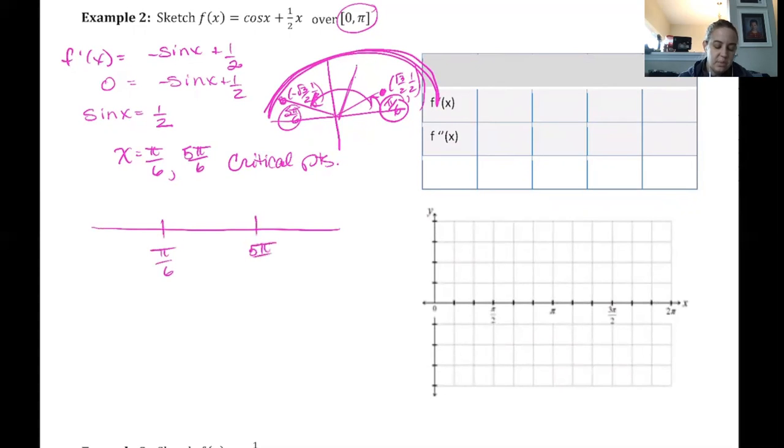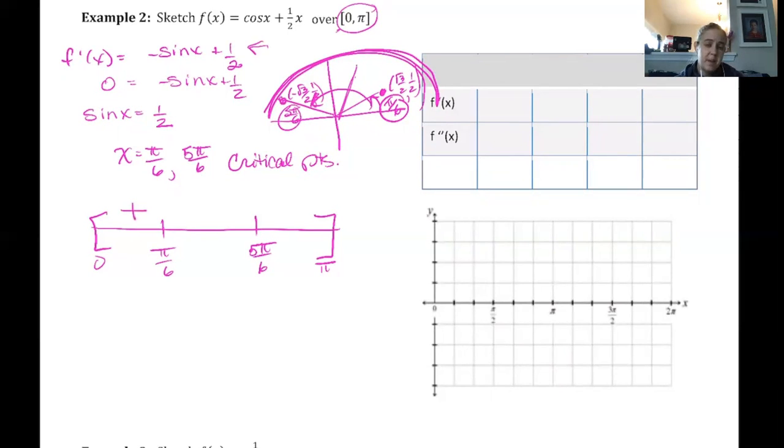Now, these don't go to positive and negative infinity. Keep in mind, we're only dealing with 0 to pi. So if I choose a number that's less than pi over 6, it doesn't have to be greater than 0. You can actually include 0. Those brackets mean 0 is included. So if I put 0 into my first derivative, sine of 0 is 0. 0 plus 1/2 is a positive.